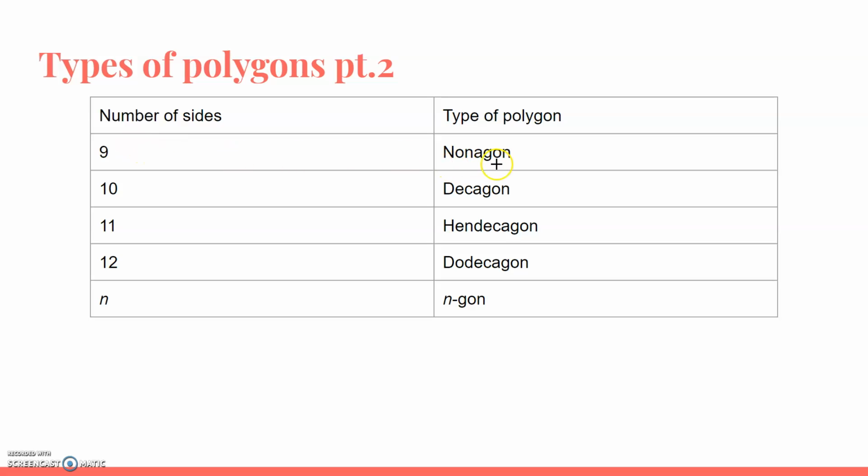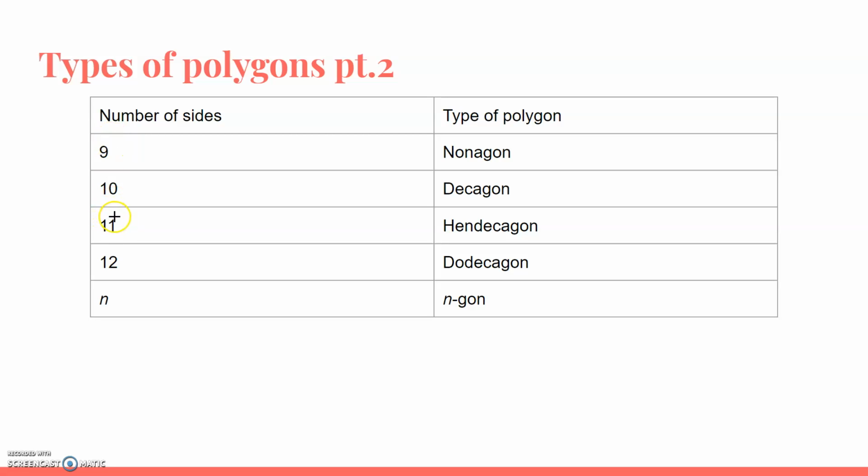9 sides, nonagon; 10 sides, decagon; 11 sides, hendecagon; and 12 sides, dodecagon. But these two, 11 and 12, you're not really going to need to memorize. Well, up to 10 would be a good idea to know all of them. You might need to use them. But 11 and 12, there are going to be very rare chances of you using them.